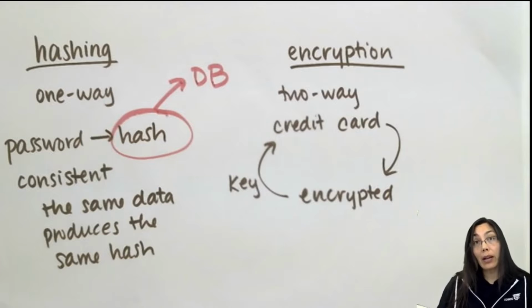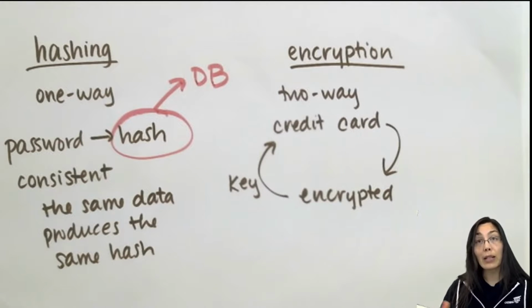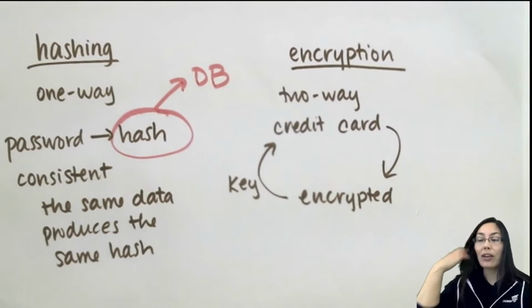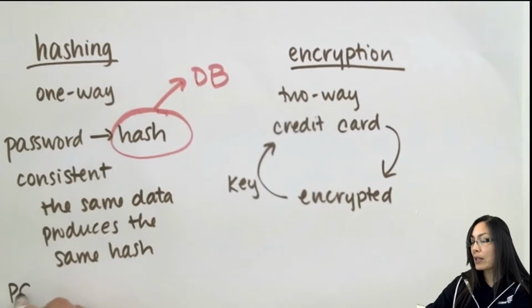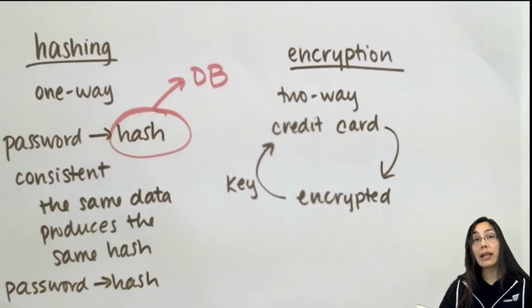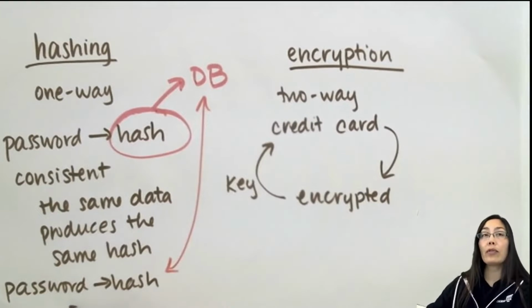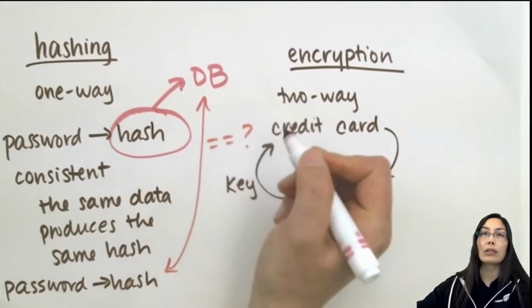So then how does somebody log in? In order to log in, you have to type in your password. And we said here that the same data produces the same hash. So here we come again. We have that password, and we'll do it again. Password into hash. And then we can see if that hash matches the one that we have in the database. So this hash that came in from login, we're going to compare it to the one from registration, and we're going to see if they're equal to each other.